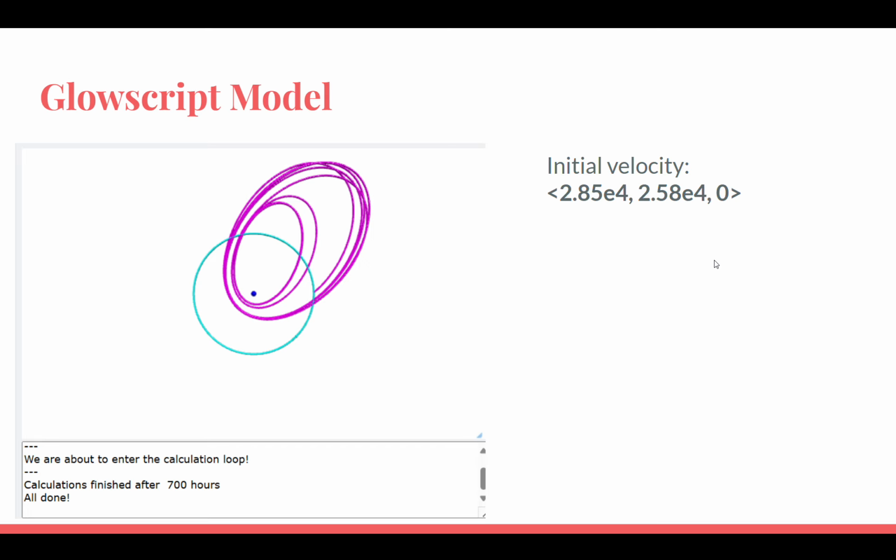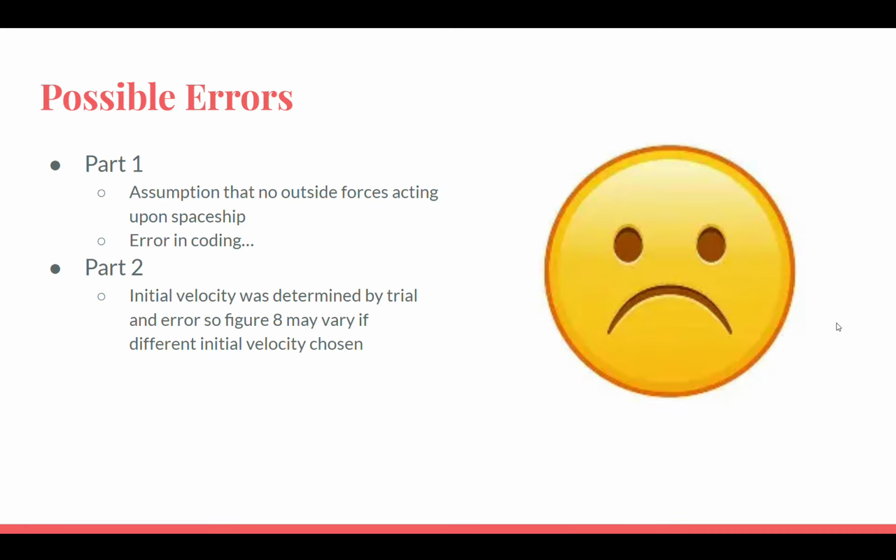And as I mentioned before, my initial velocity was 2.85 e to the 4 in the x direction and 2.58 e to the 4 in the y direction. So let's discuss some possible errors. In part 1, I assumed there were no external forces acting upon the spaceship, which in reality wouldn't be entirely accurate. In addition, I may have had some coding errors which could affect the results. Somewhere in there might be something that's swaying the results.